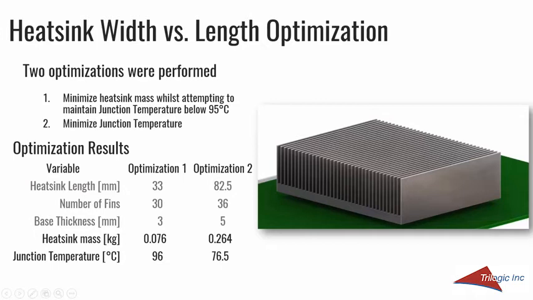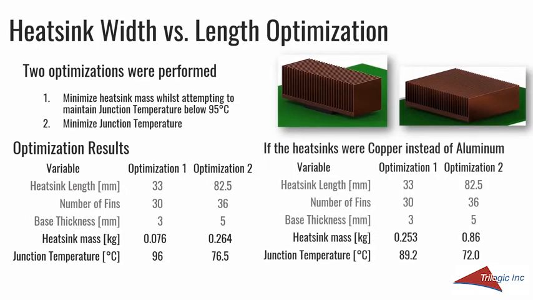The minimum temperature was 76.5 degrees, about 20 degrees less than the one where we're trying to minimize the mass. But then I thought, what if these heatsinks are made out of copper? What kind of performance would we get then? If the heatsinks were copper instead of aluminum, for optimization 1, the temperature drops about 7 degrees, and only about 4.5 degrees in optimization 2.